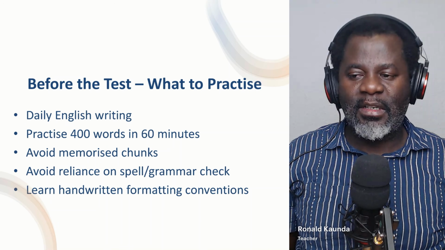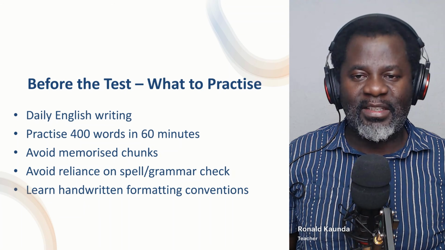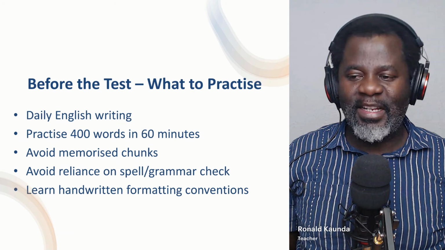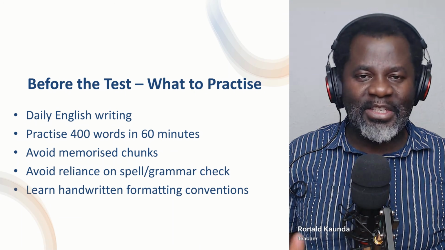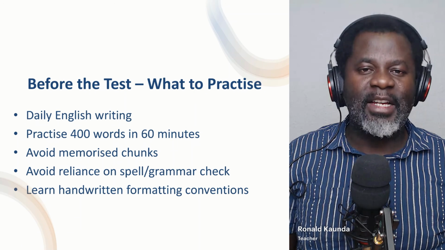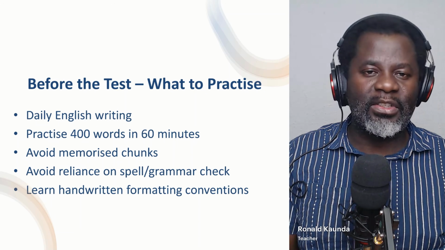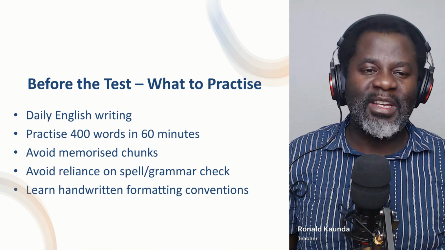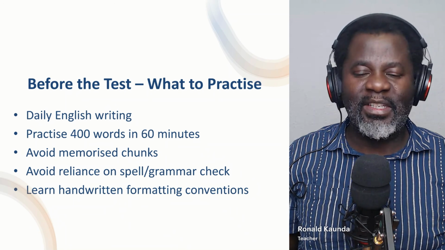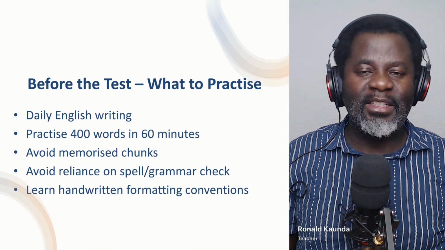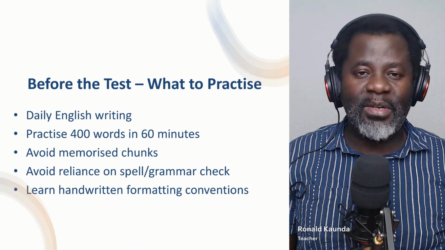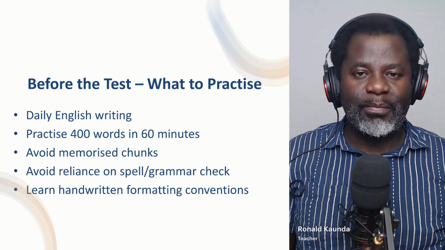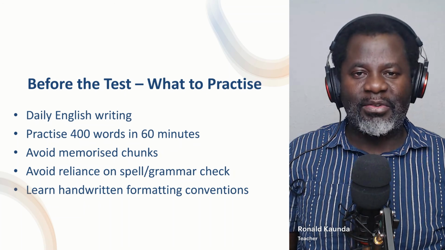Let's now talk about before the test. What should you practice? Okay. Firstly, daily English writing. Just focus on daily English writing, and that should be professional daily English. Don't go academic, don't go casual. And you practice writing 400 words in 60 minutes. And you can have two tasks. And don't worry, at the end of this lesson, I'm going to give you a very good platform that you can use to test yourself.